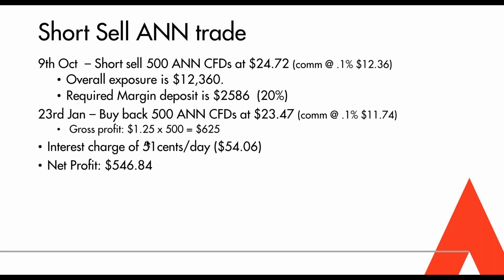So our gross profit of $1.25 per share is $6.25. Then we need to take off our interest charge of 51 cents a day, a total of 54.06, and our 2 lots of brokerage, which gives us a net profit of $546.84 on the trade. So there's our short trade on the ANN.